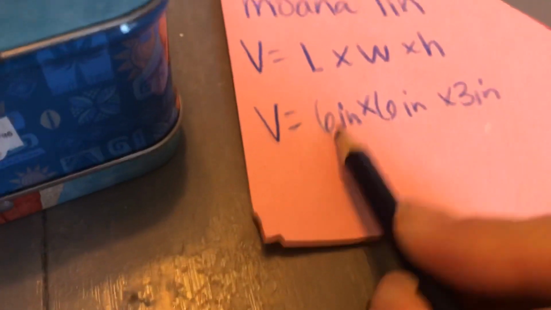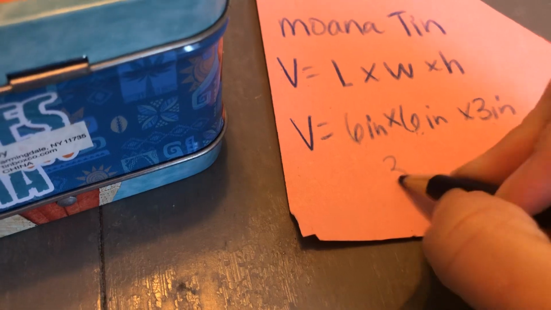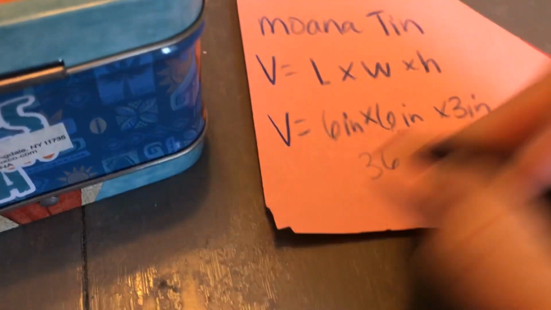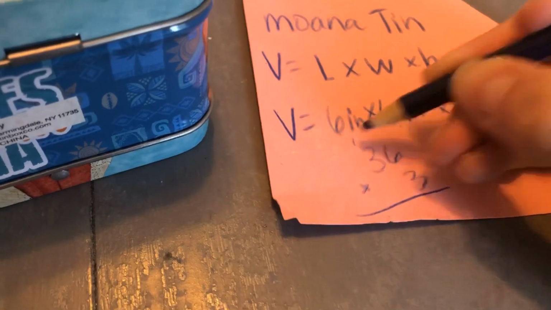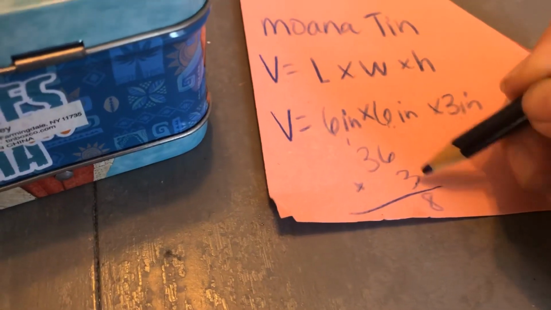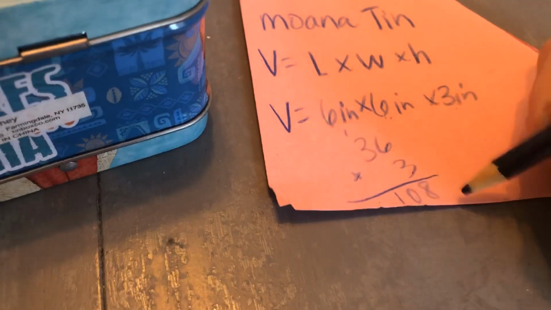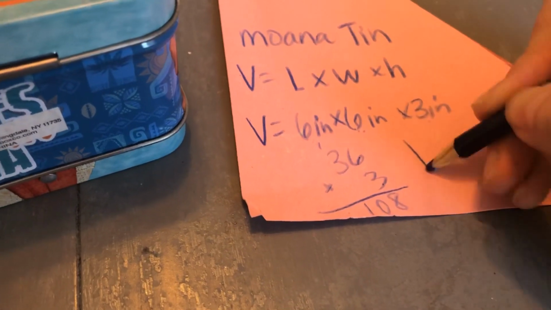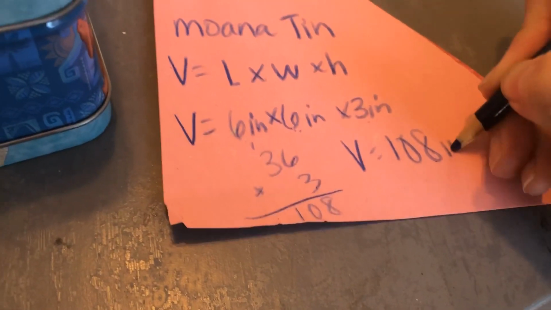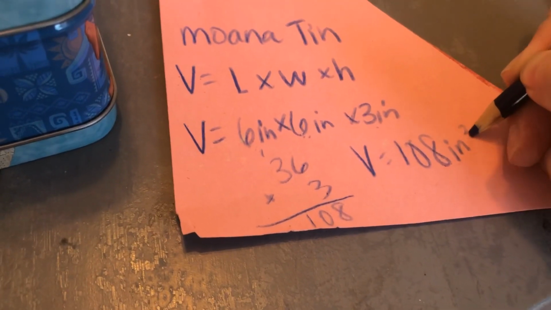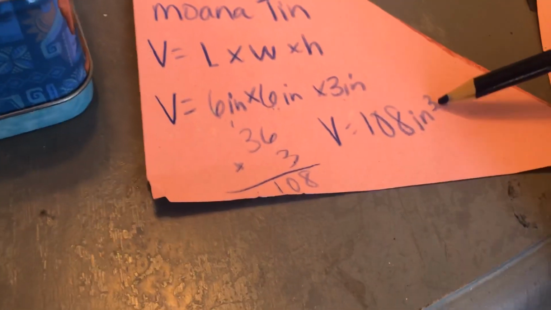Then, length times width times height. 6 times 6 is 36. And then times 3, so you can show me your calculations too, that would be nice. I always want to see your work. 18, and then 9 plus 1 is 10, so 108. So my volume is equal to 108 cubic inches because it's a 3D object. It has a length, a width, and a height, 3 dimensions, okay?